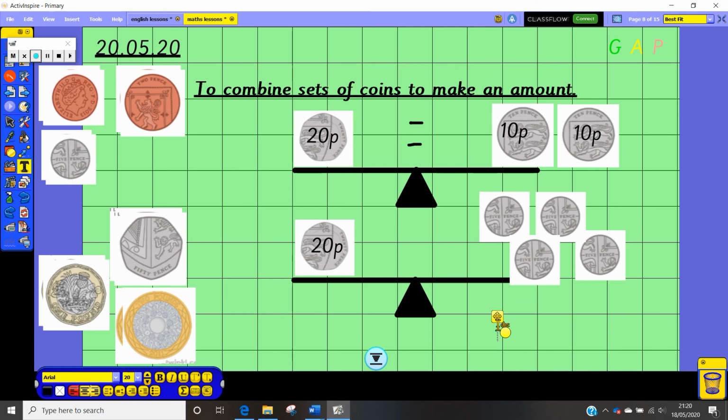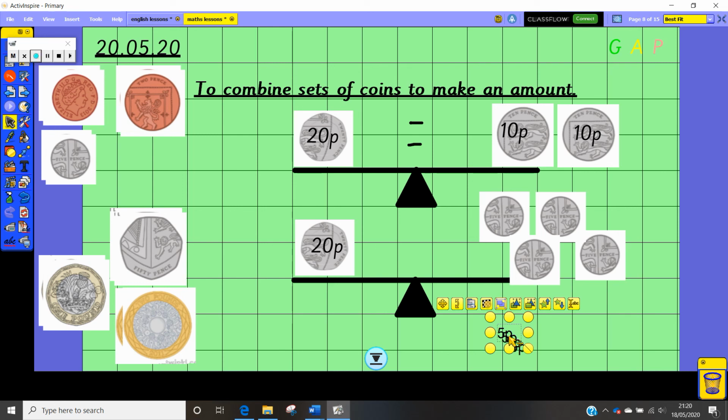So let's put 5 pence on my coins. We have got 5p and we have got 5p there, we've got 5p here and we've got 5p there, and all of those together combined would make 20 pence.